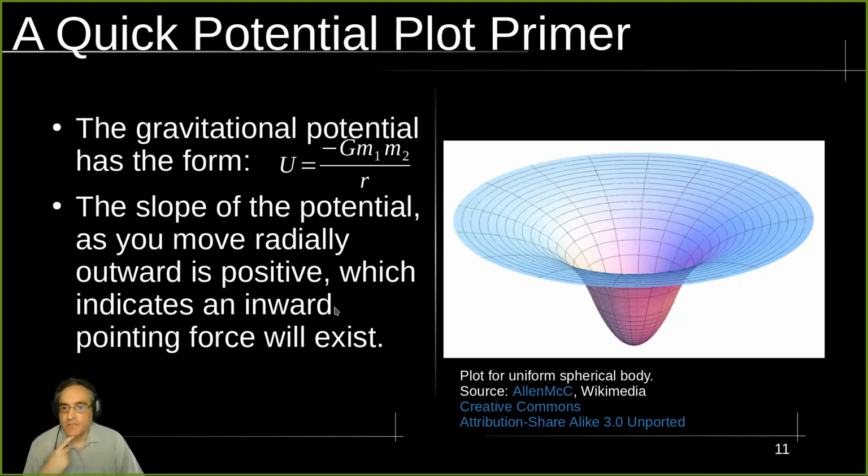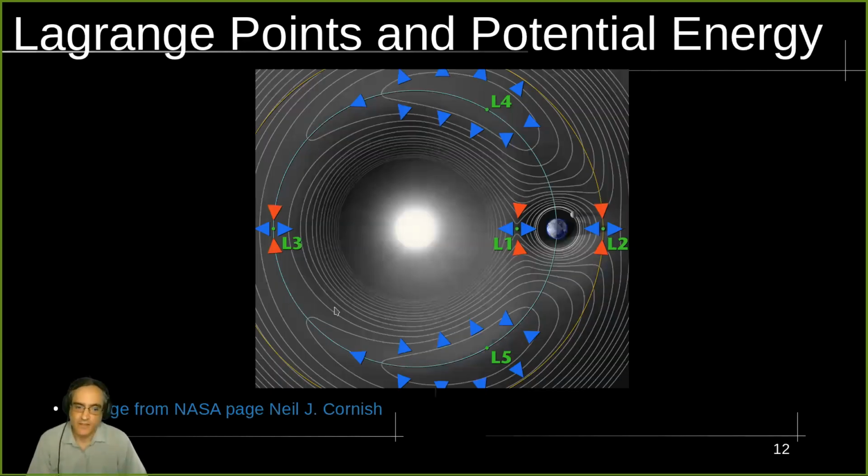All right, so let's take a look at the sort of potentials that get drawn for the Lagrange case. This is the sort of thing you see when you try and look up what the potential energy looks like around the two massive bodies when you do a plot of the energy for finding the Lagrange points.